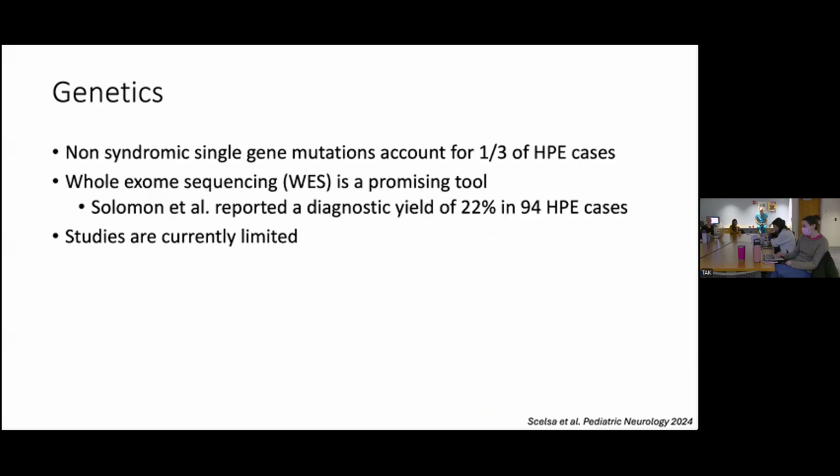So non-syndromic single gene mutations do account for about 1/3 of holoprosencephaly cases. Whole exome sequencing is a promising tool, and Solomon et al. did report a diagnostic yield of 22% in 94 cases of holoprosencephaly, but of course these studies are currently still limited.